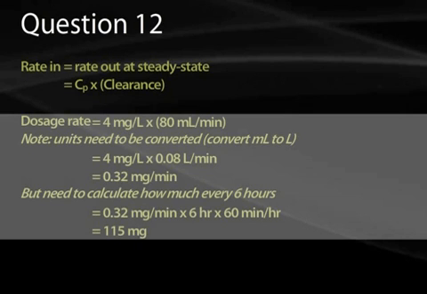Remember your units. It's important to convert milliliters to liters. 4 times 0.08 will give you 0.32 milligrams per minute. But the question asked about every 6 hours. So therefore, you have to multiply this times 6 for the hours and times 60 minutes per hour. That'll give you 115 milligrams every 6 hours.